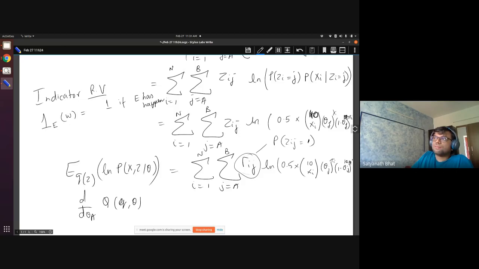Let me give you an example. If you do a coin toss, suppose E is the event that you get a head. Then the random variable takes the value 1, 0 otherwise. When you take the expectation of this indicator random variable, expectation of I of E, I will get P of E. So when I take the expectation, it is actually equal to the probability of E.